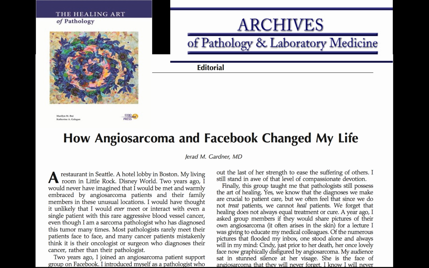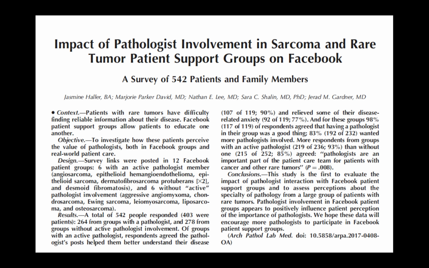And this is also in the Archives of Pathology. You can read that. And the patients have told me, oh, we like having you in our group, but I thought maybe they're just being nice. Do they really like this? So we actually did a survey a couple of years ago with one of my medical students, and we asked a dozen different groups, half of the groups that I was involved in and half that didn't have a pathologist: What do you think about pathologists? Who diagnoses cancer? Your surgeon, your oncologist, your pathologist? Do you like having a pathologist involved in your group?